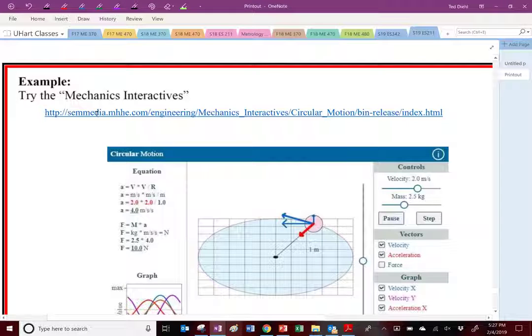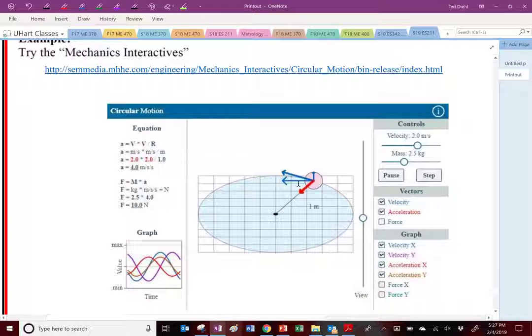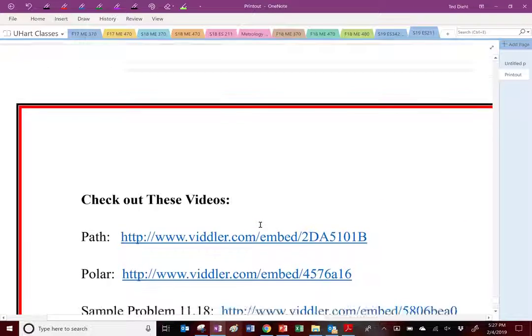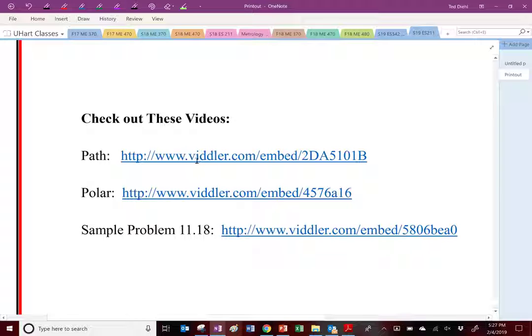I encourage you to go to these mechanics interactives that are part of the book, and you can see this is a ball spinning around. You can see what the components are, and turn the thing on and off. Maybe that'll help you visualize some things. There are also some videos. I've posted the links on Blackboard, and I encourage you to go to these. These are also from the publisher, and they can help you to look at the problems or look at these coordinate systems in a different way.